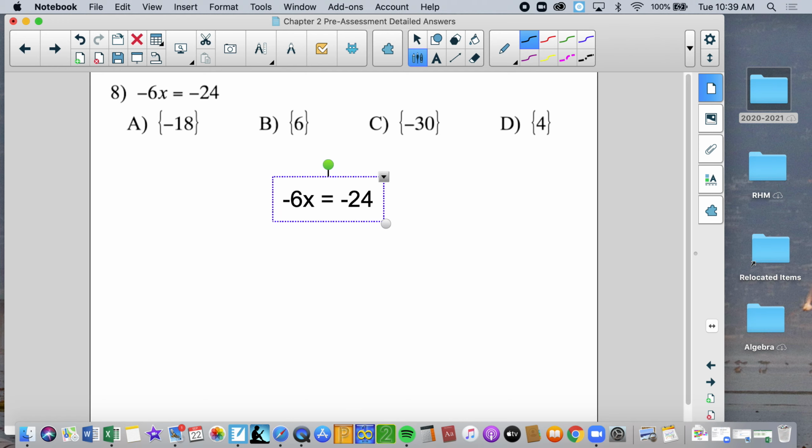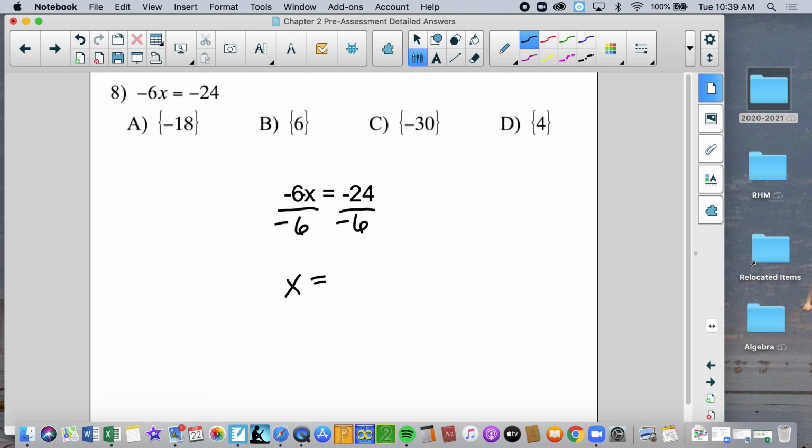Here we have negative 6 multiplying the variable. How do we get rid of things being multiplied? The inverse is either multiplying by the reciprocal or dividing. So we're left with x. Negative 6 over negative 6 produces 1, which gives us a coefficient of 1.